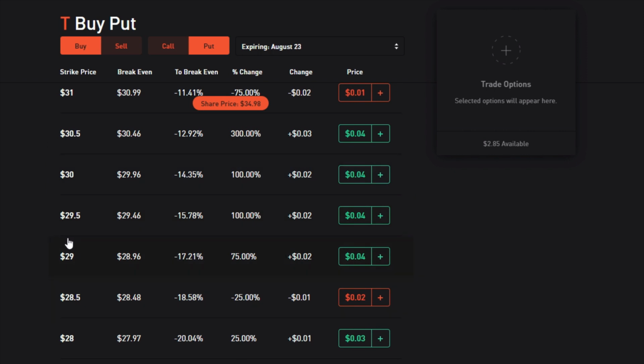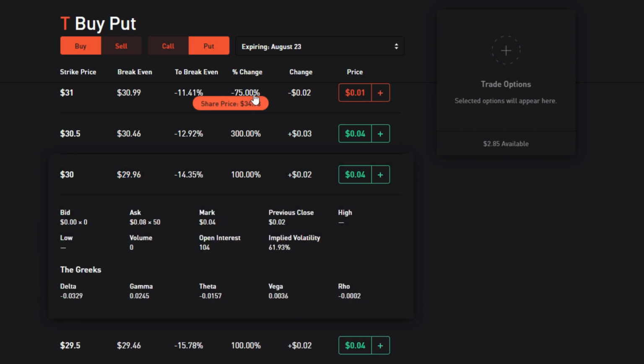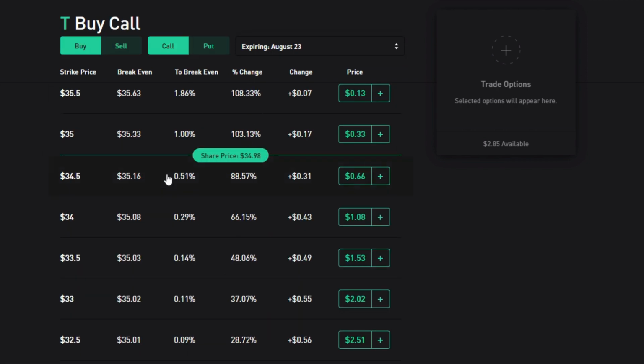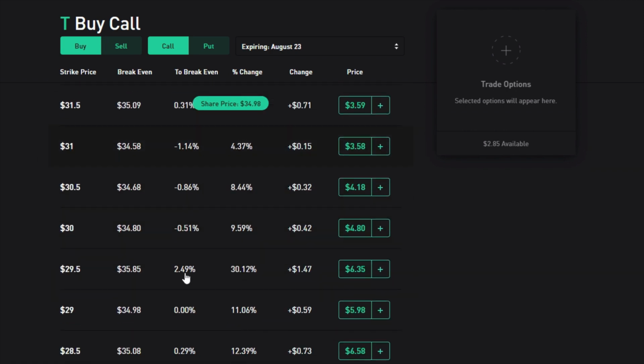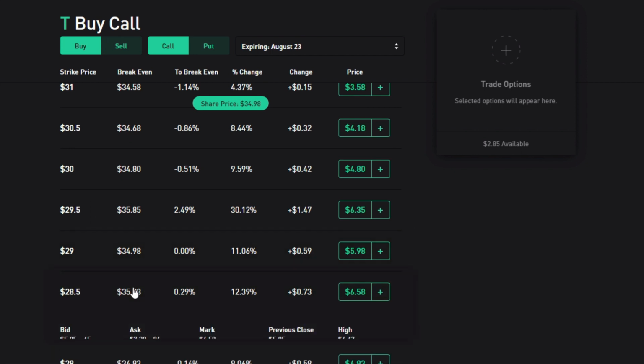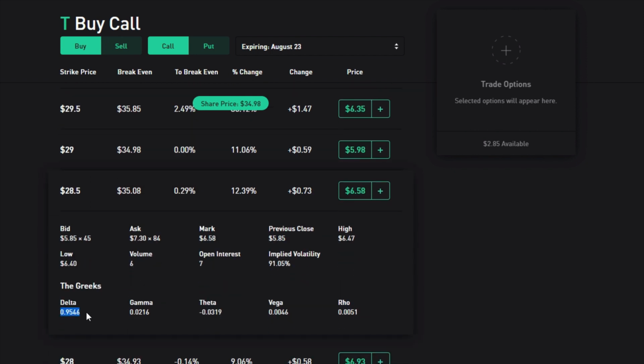And there are two other ways that you could use the delta. One of them is to measure the probability of profit. So when looking at one of these call options, you could say it's got like a 10 or 11% probability of profit. And the higher in the money, you could say this one has about a 95 or 96% probability of profit. So this one has a much higher probability, of course, because it's already in the money.